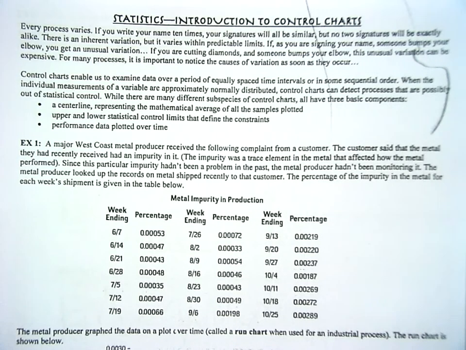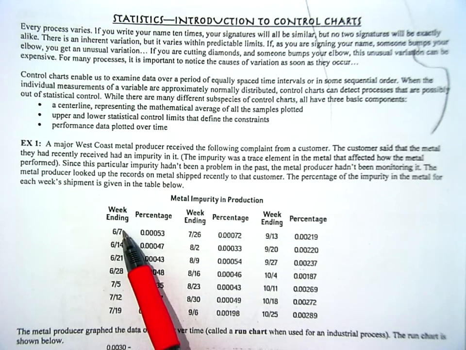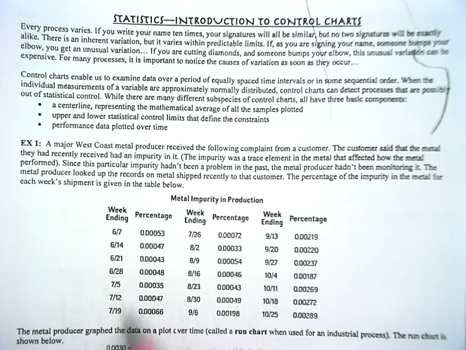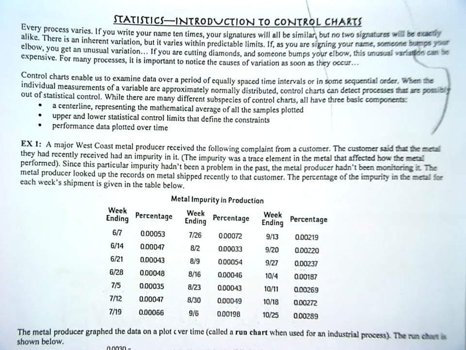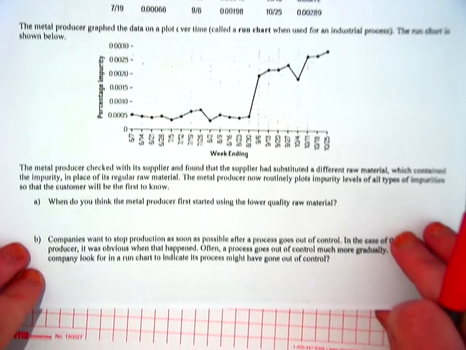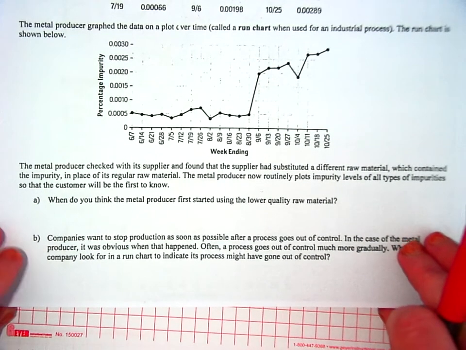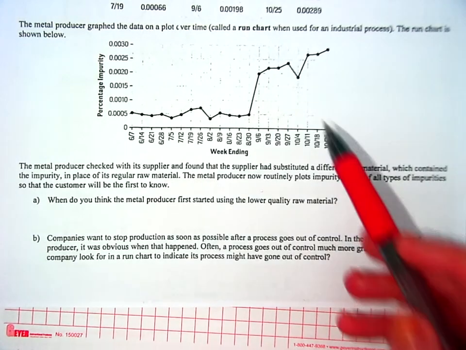Okay, we're given our raw data here, metal impurity in production. We're looking at it sequentially over time, so we're given week ending June 7th, June 14th, etc. The metal producer graphed the data on a plot over time. We call this a run chart when used for an industrial process. All right, let me pull it up to here. All right, so here is our run chart below.